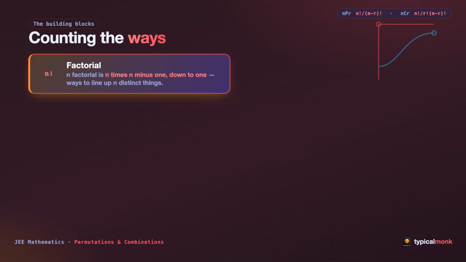David once asked why we even need a symbol for it, because 5 factorial written out is 5 times 4 times 3 times 2 times 1. And JEE will not wait for you to write all that.